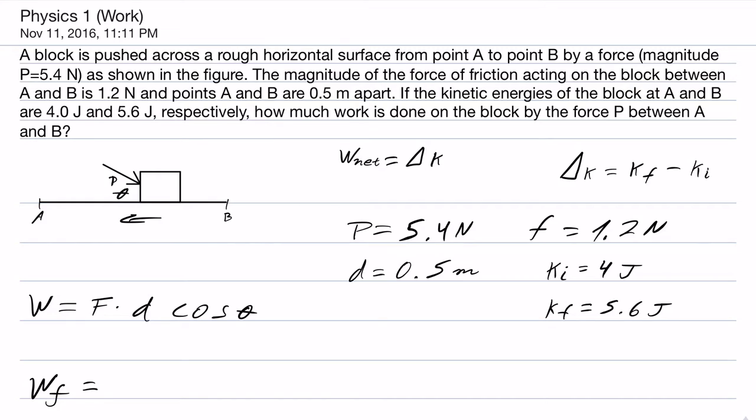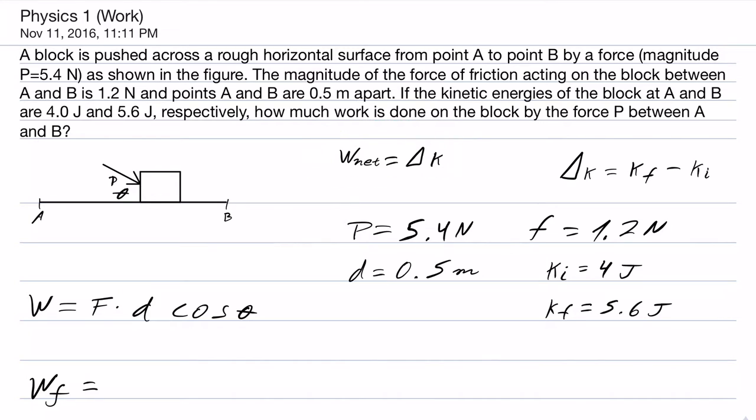And then there's the distance. The distance provided in the problem, the distance between point A and point B, is equal to 0.5 meters. That's going to be our displacement. Then they tell you that there's a kinetic energy at the beginning at point A and at point B. Now the total change in kinetic energy is equivalent to the net work. It's equal to the net work by definition.